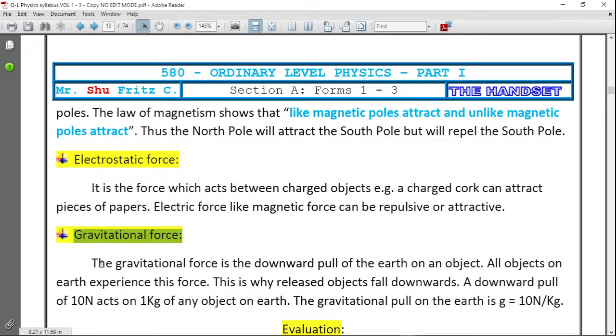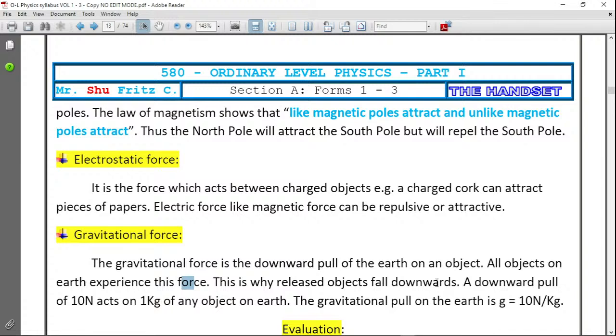So the gravitational force is defined as the downward pull of the earth on an object. The downward pull of the earth on an object. And all objects on earth experience this force. This is why objects that are released from any position fall downwards. You hardly see something falling upwards.